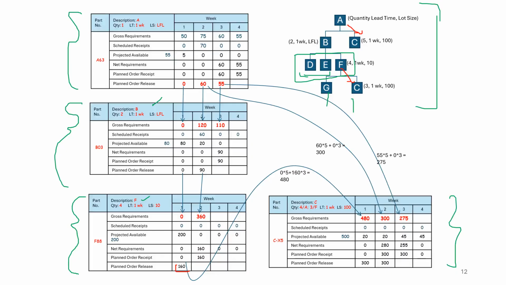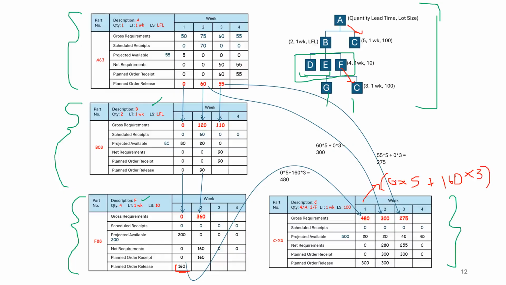So the gross requirement for C in week 1 becomes 0 times 5 plus 160, which is this number, times 3.